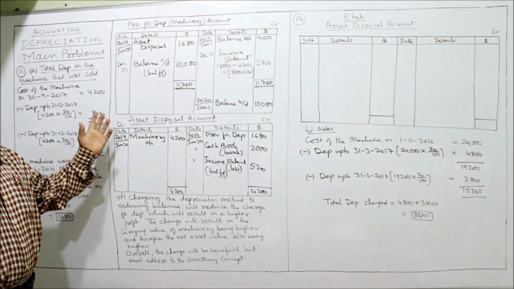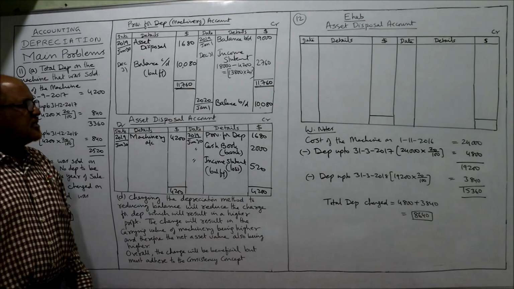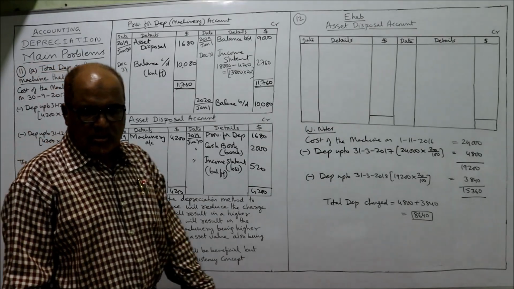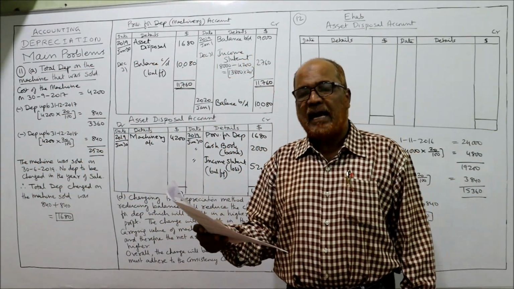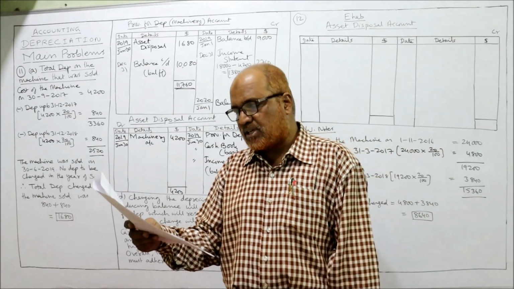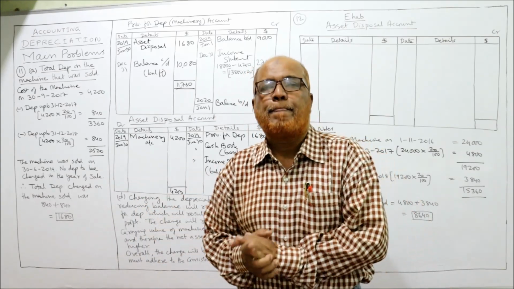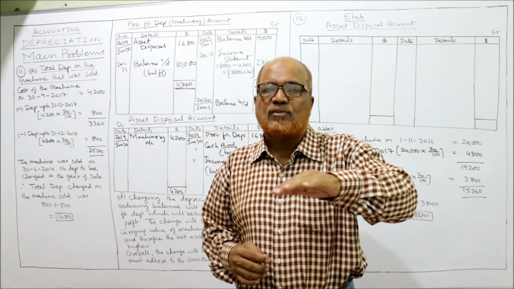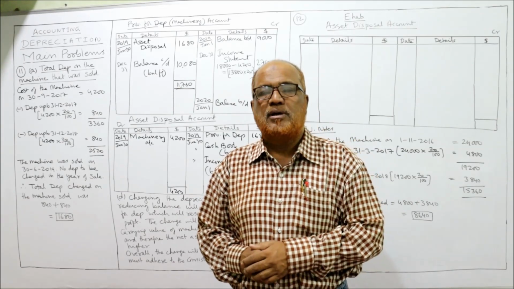The two bits are completed. The first bit was asking you what is the depreciation on the machine sold. The second one was asking you to make the two accounts. I have prepared the two accounts. Now the third question is asking you to evaluate the effect on the business financial statements of a change in the depreciation method for machinery to the reducing balance method. It's a theoretical part. It is asking you what is the effect of a change in the method of depreciation on the financial statements.